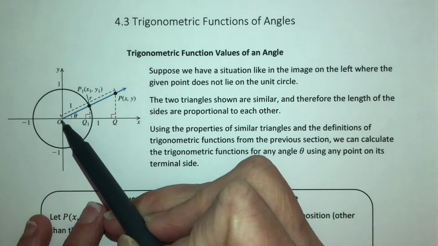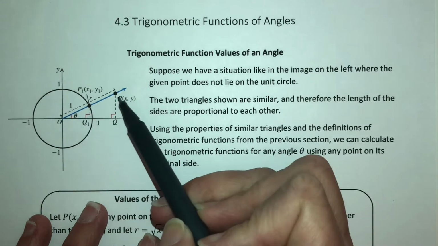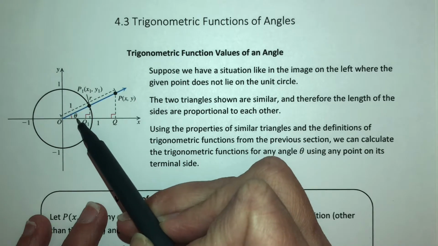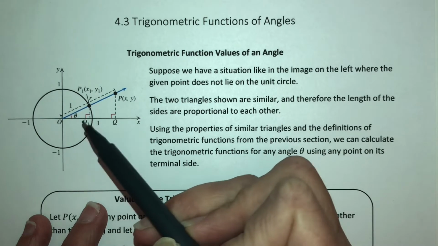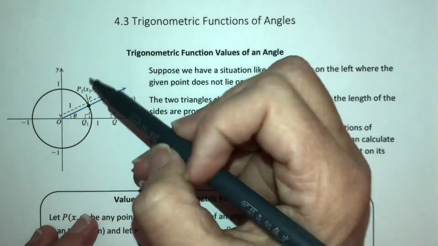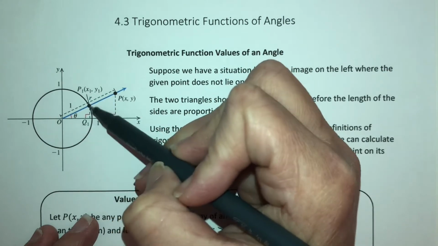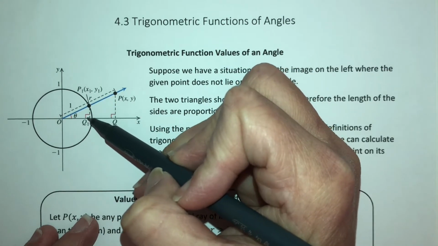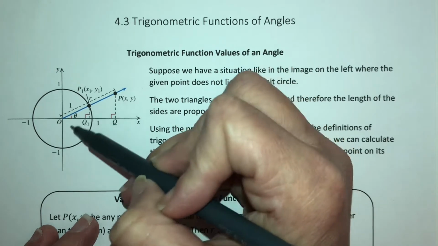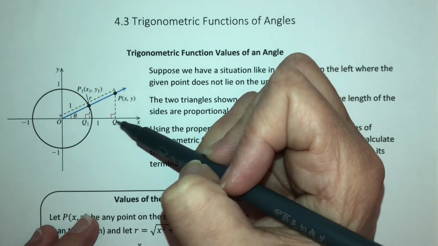Now we're going to talk about what happens when we're actually given a point that is not on the unit circle. How can we find its associated angle? How can we find its associated trig values? If you recall from the previous section, the way we calculated the x and the y was to drop down, make a right triangle, and then that allowed us to use the Pythagorean theorem to figure out the length of each side. Well, we're going to do sort of the same thing here.